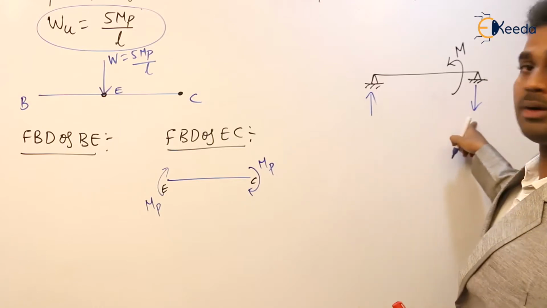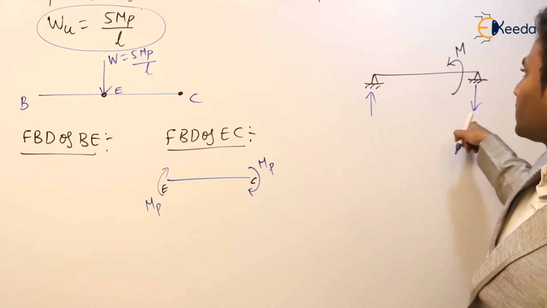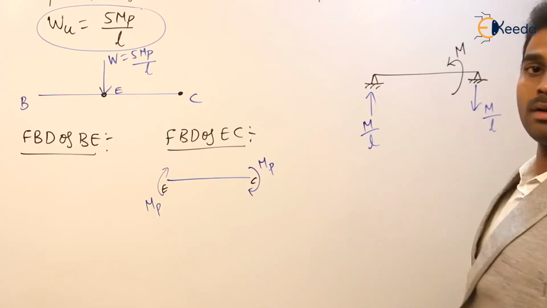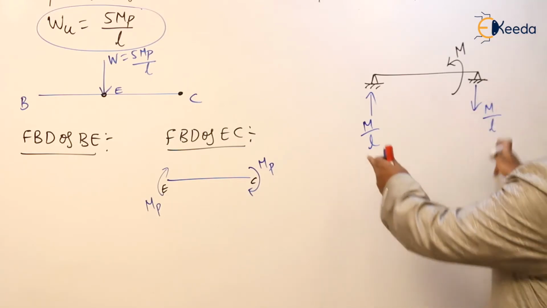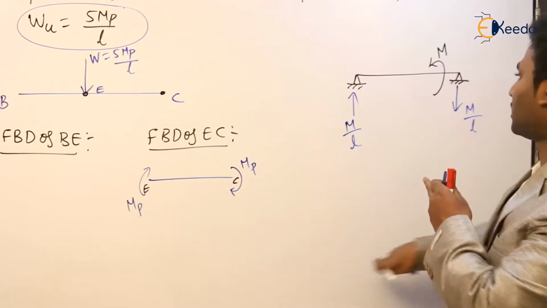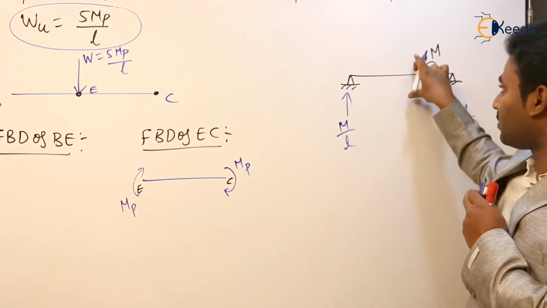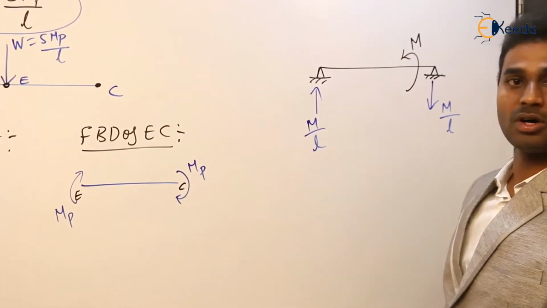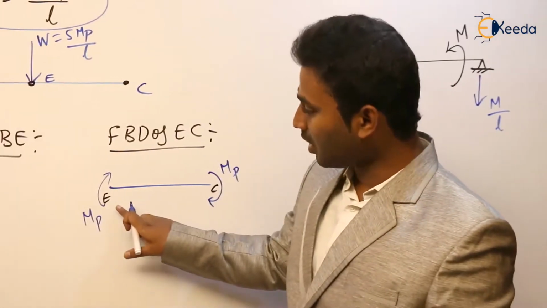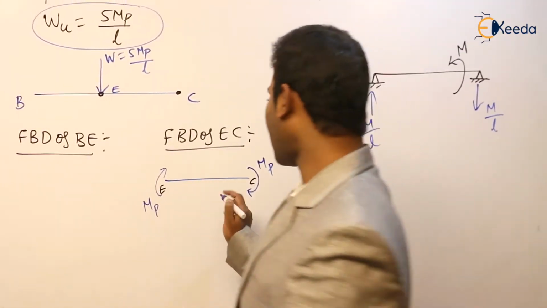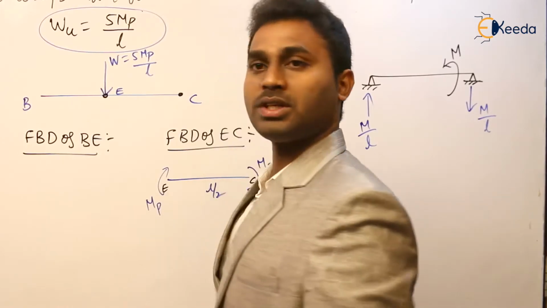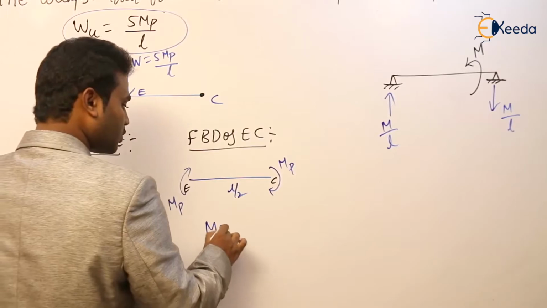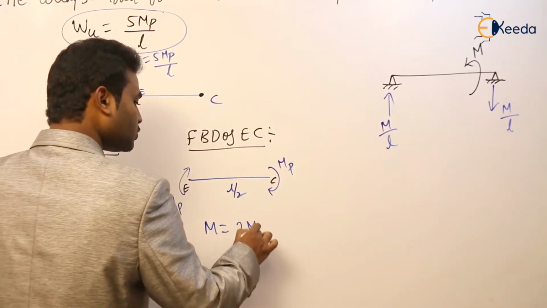So both are coupled, and how much is it? M by L. The moment is M. Here it is anti-clockwise and these reactions are developed in clockwise. In this way, the moment M is being resisted by the reactions in this beam. Apply the same concept. Here clockwise Mp and clockwise Mp. Agree or not? This span is L by 2. So the total moment M is, both being clockwise, 2 Mp.